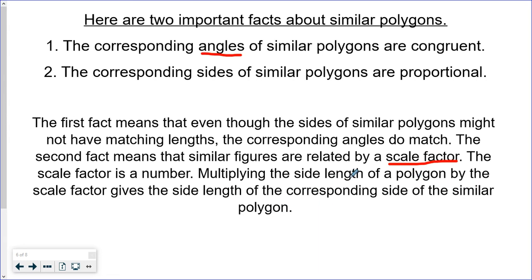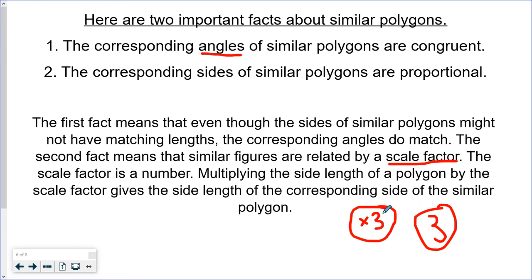So this is a fancy way of writing, look, if you're going to multiply one of the sides by 3, you need to multiply all of the sides by 3, which means the scale factor is going to be 3. That's just, whatever you multiply each side by, that's the scale factor.